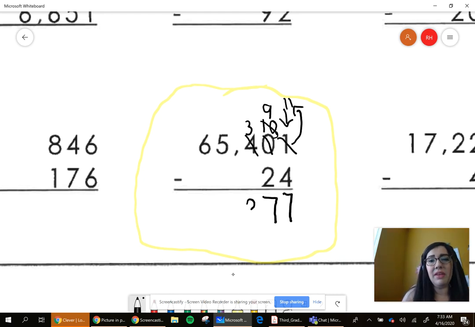300s take away nothing is 300s. 5,000s take away nothing is 5,000. And 6,000 take away nothing is 6,000.